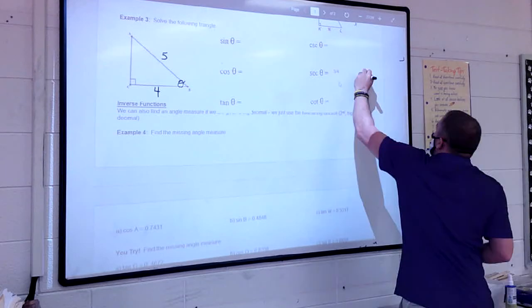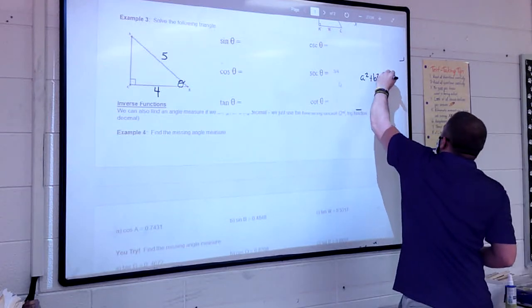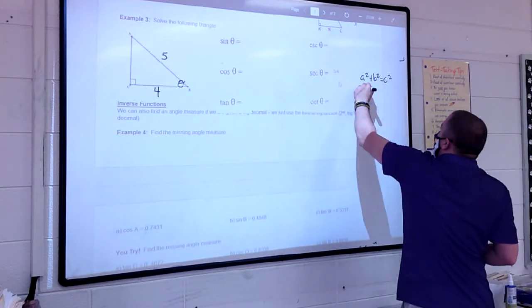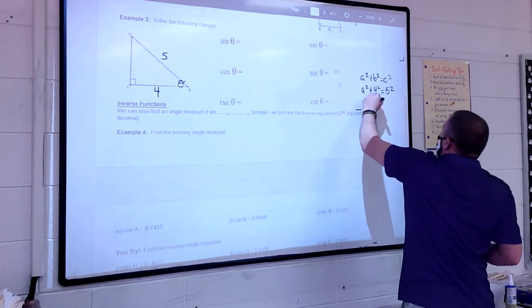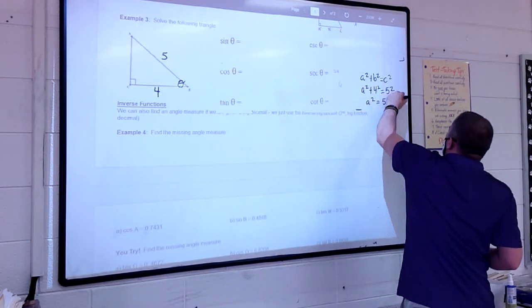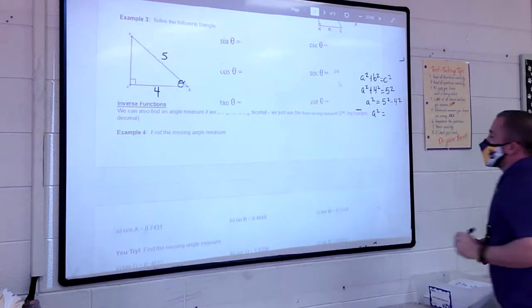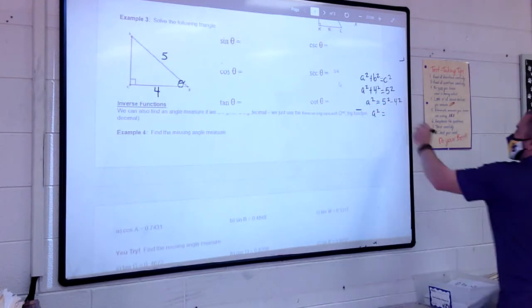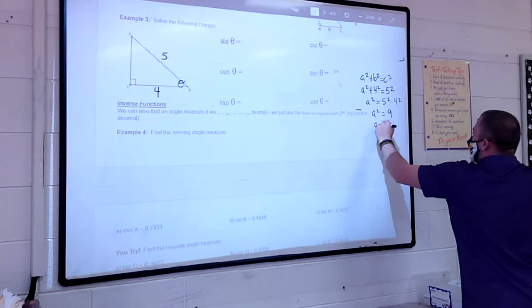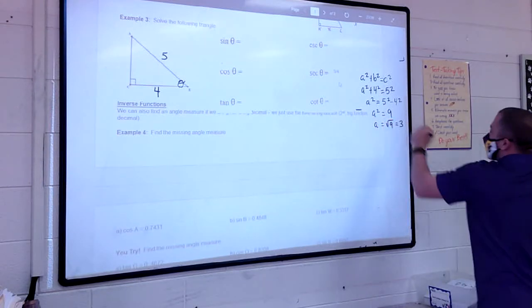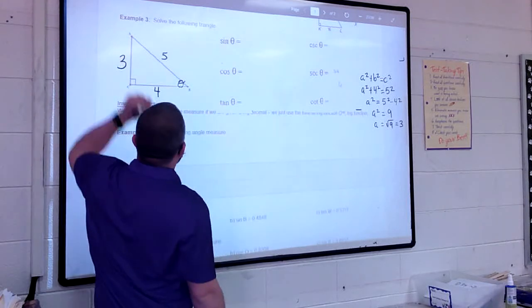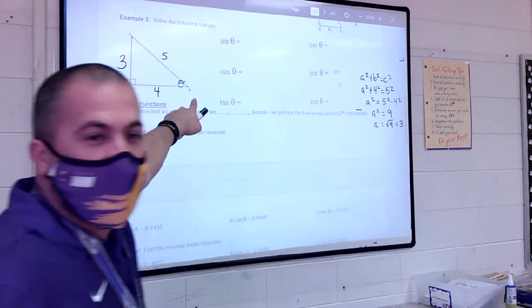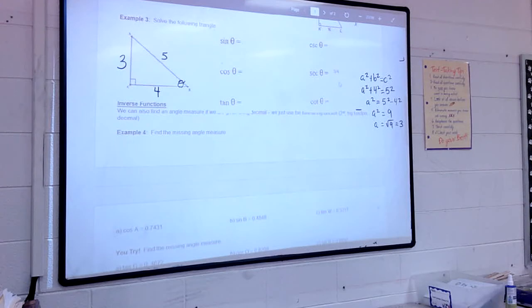So we can say a squared plus b squared equals c squared. And we know the 4 and we know the 5. So a squared equals 5 squared minus 4 squared. That's 25 minus 16. That's 9. So a is the square root of 9, which is 3. So we're able to use the Pythagorean theorem and get this side is 3. So look at that angle down there that has the little mark with it, and let's fill in all the other ones.